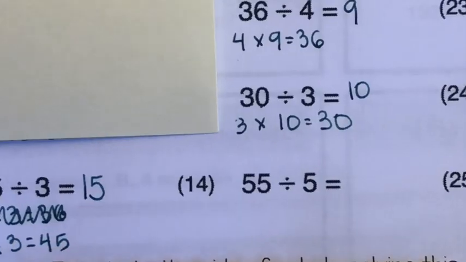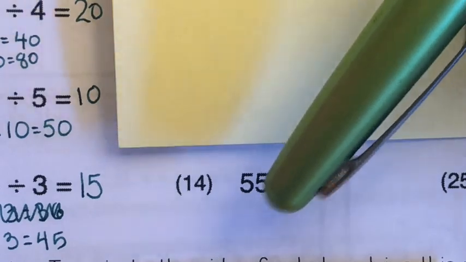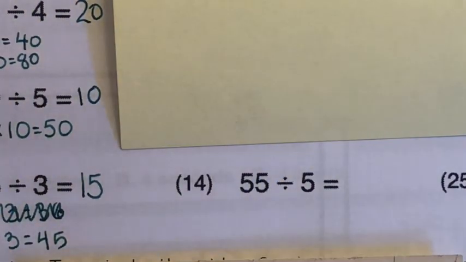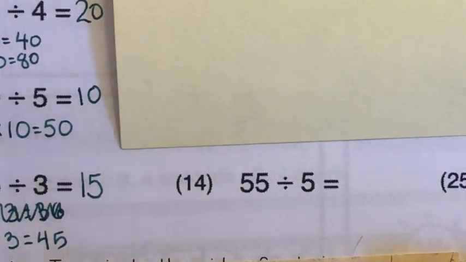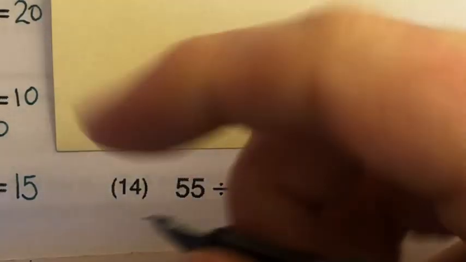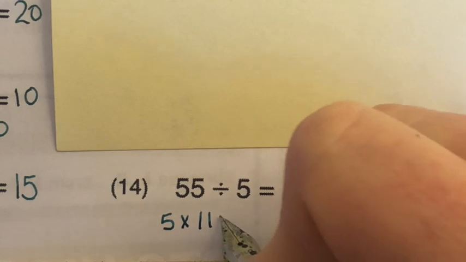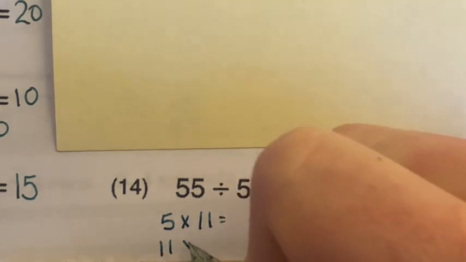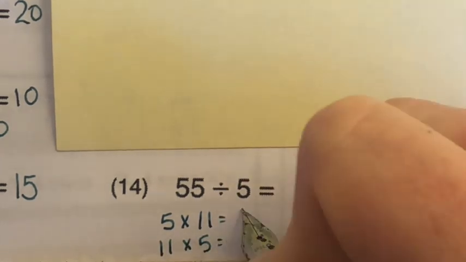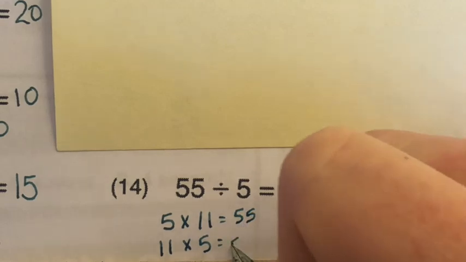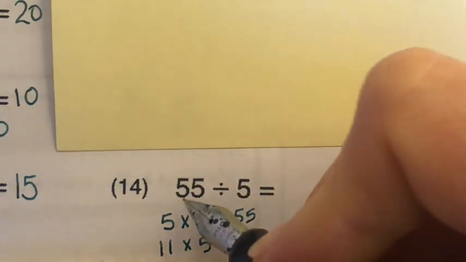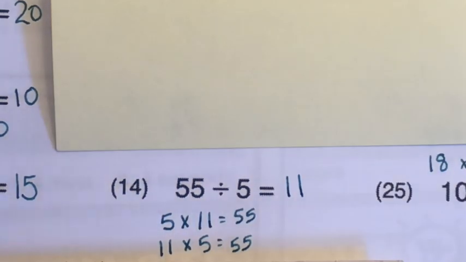Okay, now on to the next one, children. 55 divided by 5. If you've been studying your math facts, you know that 5 times 11 or 11 times 5 is 55. So 55 divided by 5 is 11. That one's easy because it's a known fact.